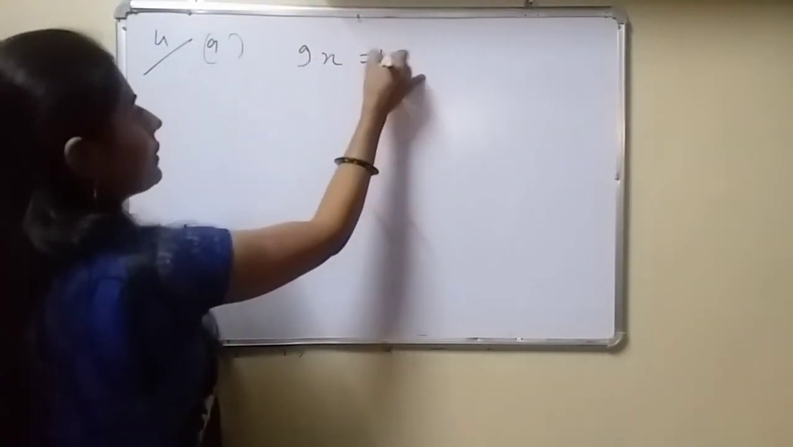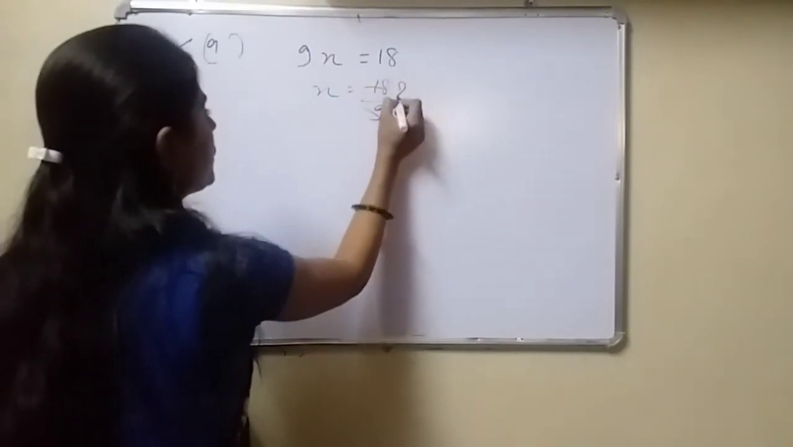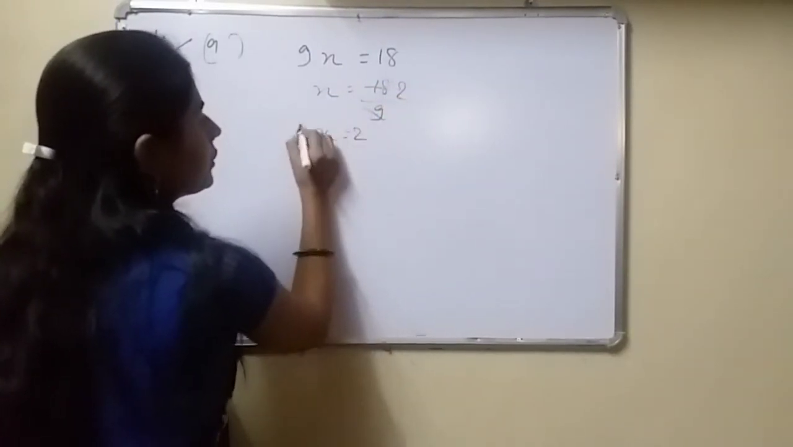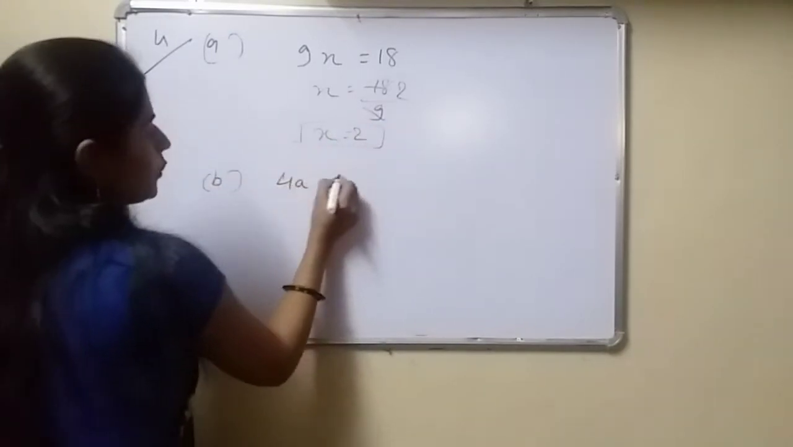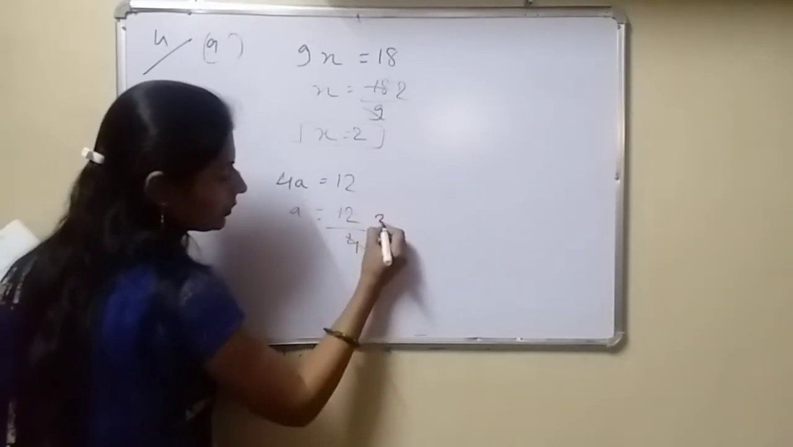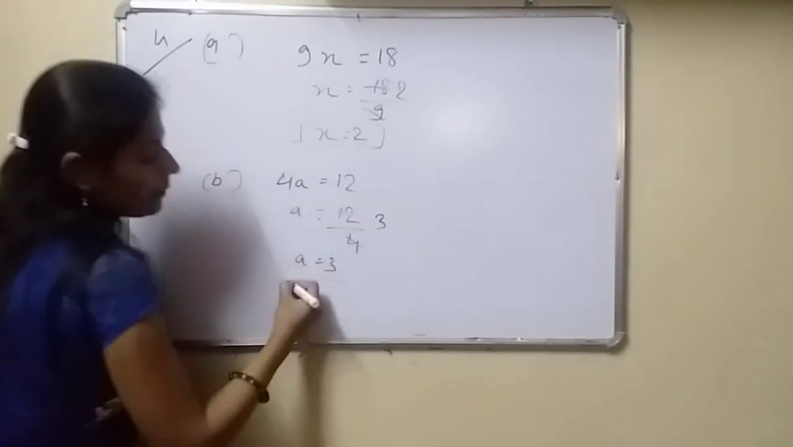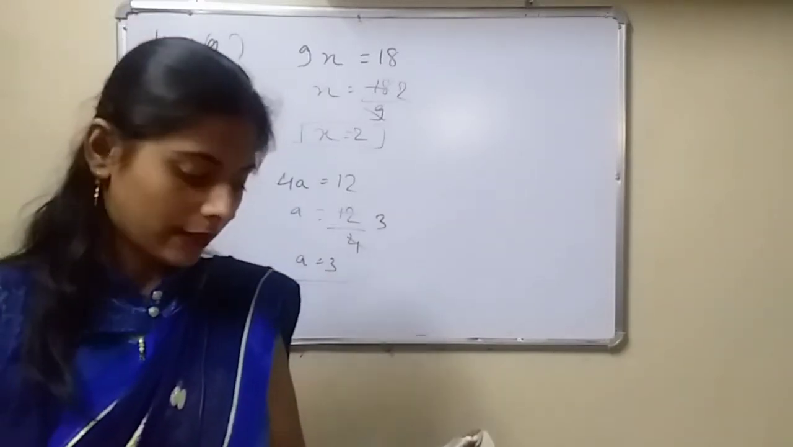9x is equal to 18, x is equal to 18 by 9, which becomes 2. So the value of x is equal to 2. Part b, see, 4a is equal to 12, a is equal to 12 by 4, a is equal to 3. So see, question number 4 is very easy, you can solve it very easily.